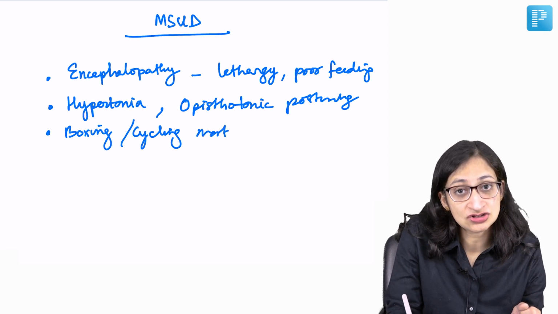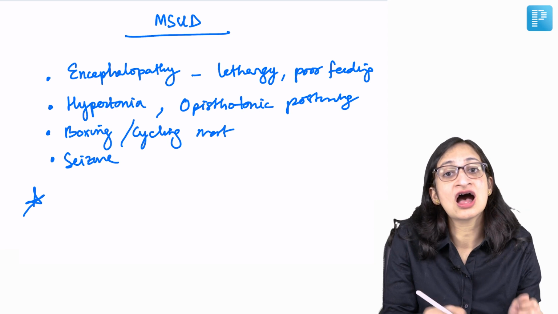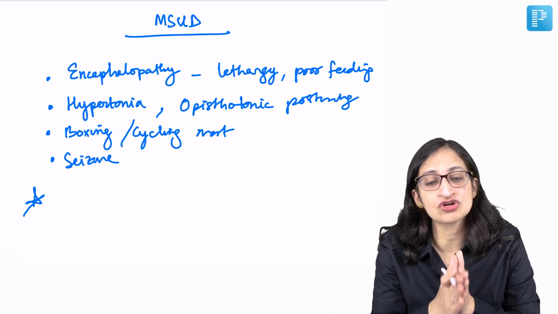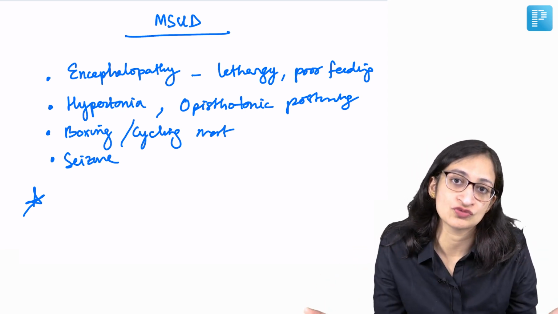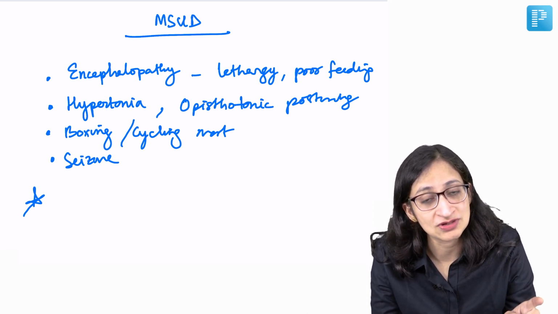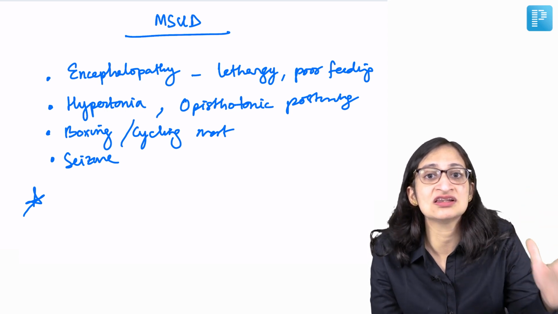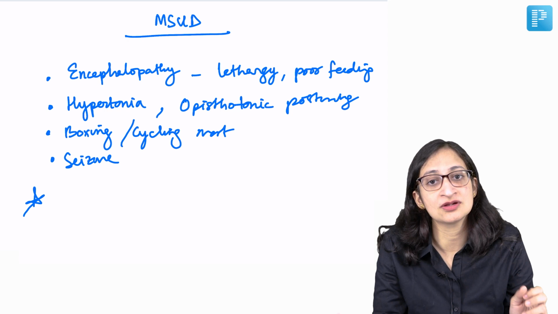There can be seizures. And characteristically, there is hypoglycemia. Now, what happens if there is a hypoglycemic seizure or encephalopathy? As soon as you give dextrose or glucose, the clinical feature improves. But in maple syrup urine disease, you are getting hypoglycemia, you are correcting it with IV glucose, still the clinical features persist. Then you think of maple syrup urine disease.